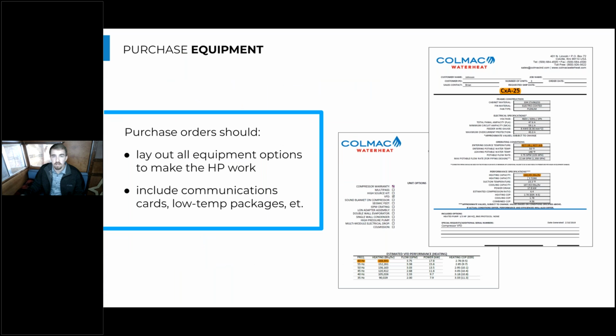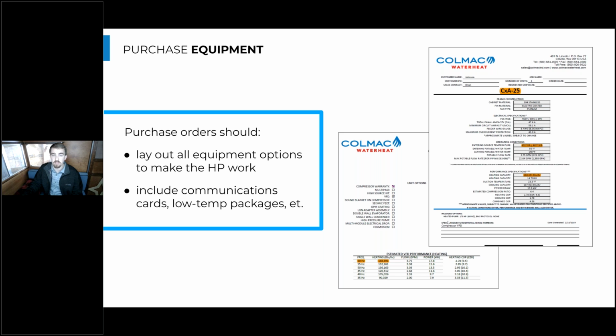So in terms of purchasing the equipment, you'll submit a purchase order to this rep, and you want to make sure that that purchase order specifically states all of those little details that need to be changed, and that are likely not on the submittal. So the example here is going to be the compressor VFD, and those are important.